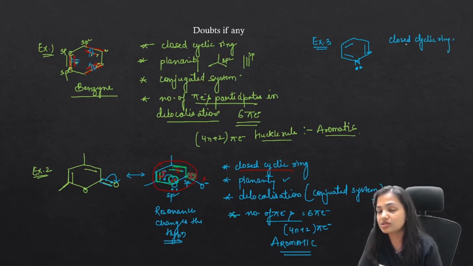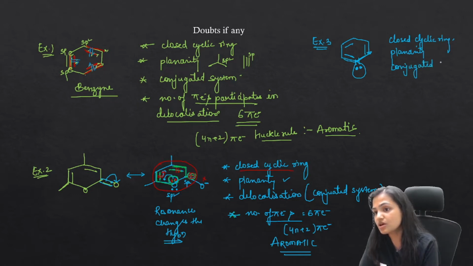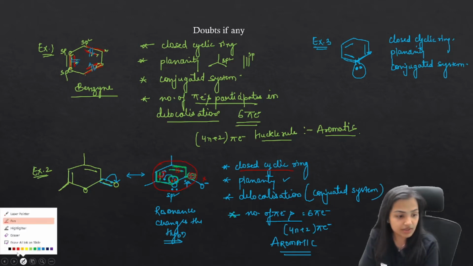If I ask you about the planarity, you would say, ma'am, every atom is planar. Even this nitrogen is sp2 hybridized. This is also planar. So yes, there is planarity. If I ask you about the conjugated system, can you tell me who will be participating in the conjugated system? Who are a part of this conjugated system? Think about it and then let me know.